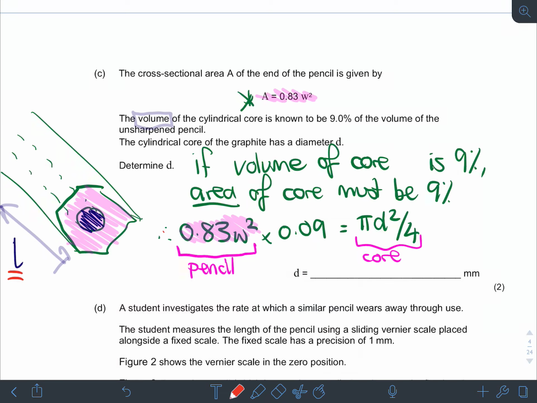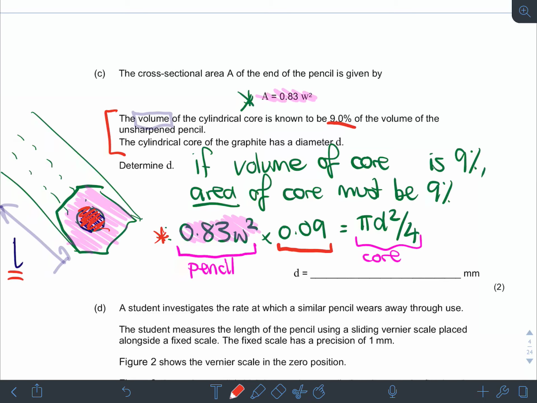So to write this down, to capture what they've told us upstairs here, the volume of the core, so that's the central bit here in red, is 9% of the volume of the whole pencil. So what we can do is say the area of the whole pencil, so that's here, 0.83 W squared, times 0.09. That 0.09 there is going to give us the 9%. Multiplied, so 9% of the whole pencil is going to give us the value of the core.